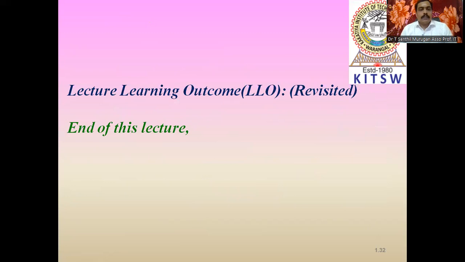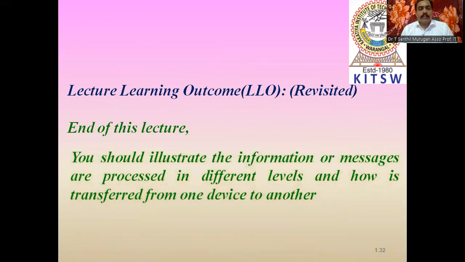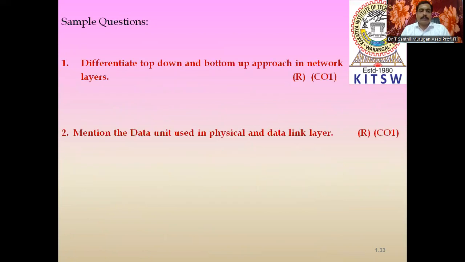By the end of this lecture, you should be able to illustrate how information or messages are processed at different levels and how they are transferred from one device to another. Here are some sample questions I posted for you. First, differentiate the top-down approach and the bottom-up approach in the network layers. Bottom-up means physical layer, data link layer, network layer, like that up to the application layer. Top-down means application layer, presentation layer, session layer. The top-down approach works on the sender side, and the bottom-up approach works on the receiver side.